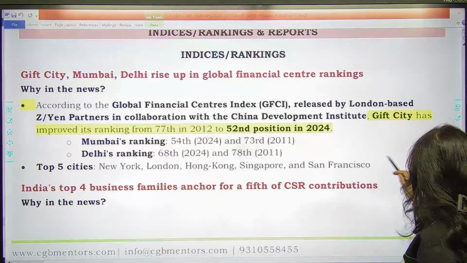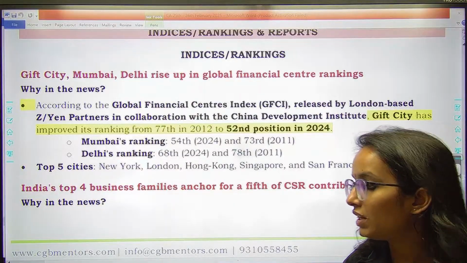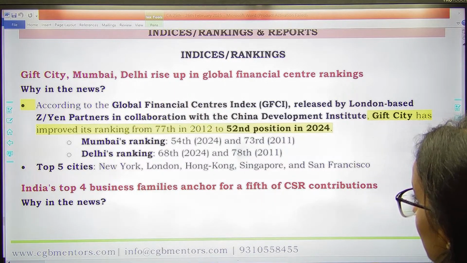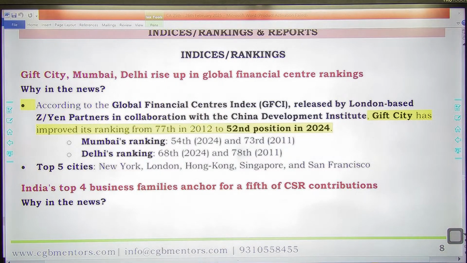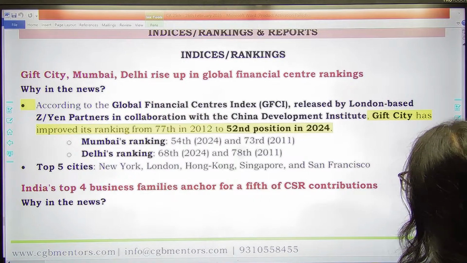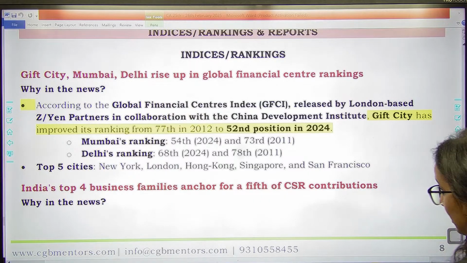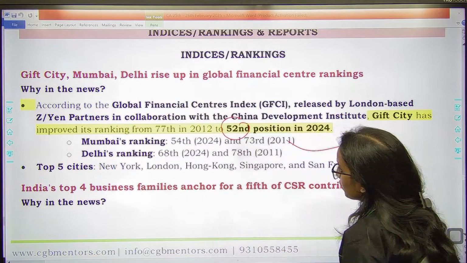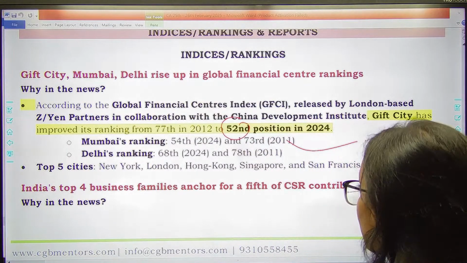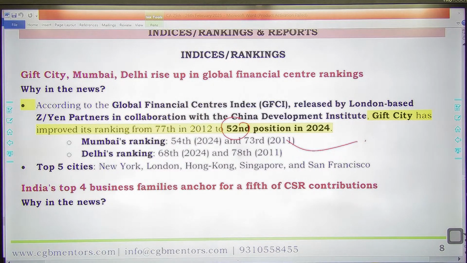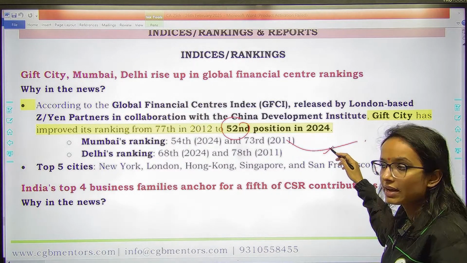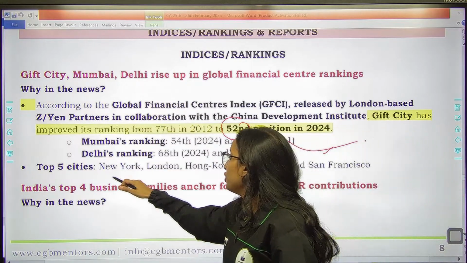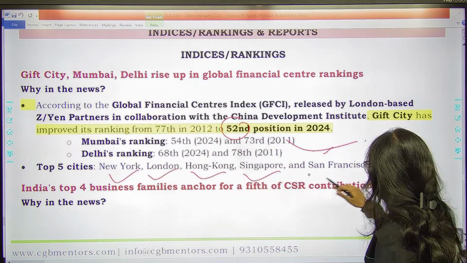Then moving on to indices and rankings. So Global Financial Centers Index released by London-based Z/Yen Partners in collaboration with China Development Institute, GIFT City has improved its ranking from 77th to 52nd position in 2024 according to this ranking, right? In Global Financial Centers, what is the rank of our GIFT City in Gujarat? 52nd. Remember that. Which are the top 5 cities? New York, London, Hong Kong, Singapore and San Francisco.